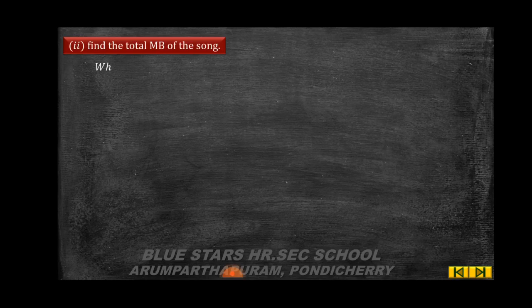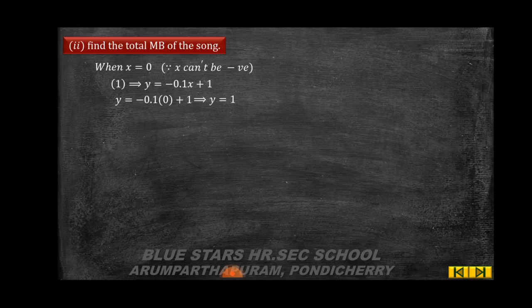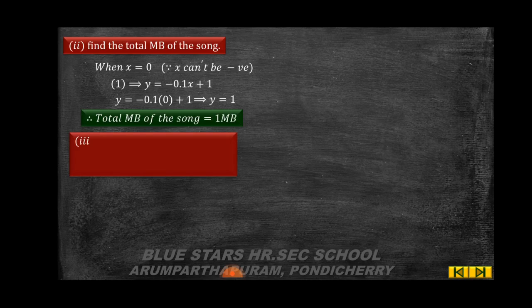Second subdivision, you have to find the total MB of the song. When x is equal to 0, that is, x cannot be negative. So from equation 1, y is equal to minus 0.1 into x plus 1. So substitute the value of x is equal to 0. You get y is equal to minus 0.1 into 0 plus 1 is equal to 1. Therefore, y is equal to 1 at x is equal to 0. Therefore, the total MB of the song is equal to 1 MB.